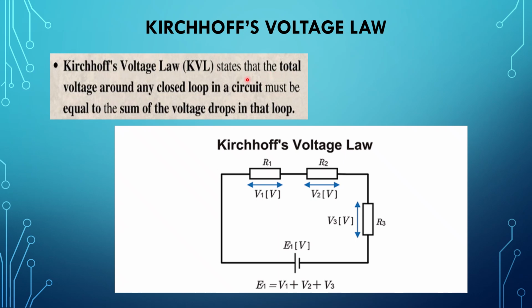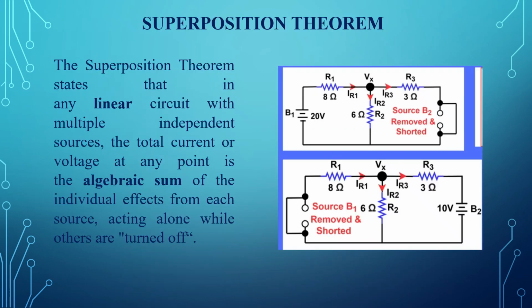It states that the total voltage around any closed loop in the circuit must be equal to the sum of the voltage drops. That is, the sum of voltage rise is equal to the sum of voltage drops, says KVL. So here this V is your voltage. V must be equal to the voltages in the circuit, V1 plus V2 plus V3. That is your KVL. Next one is the superposition theorem.